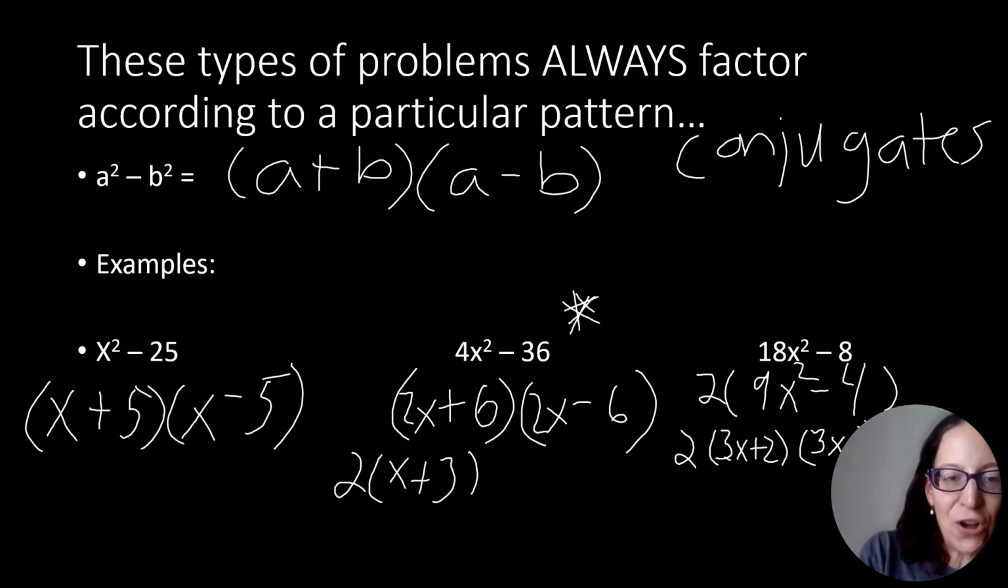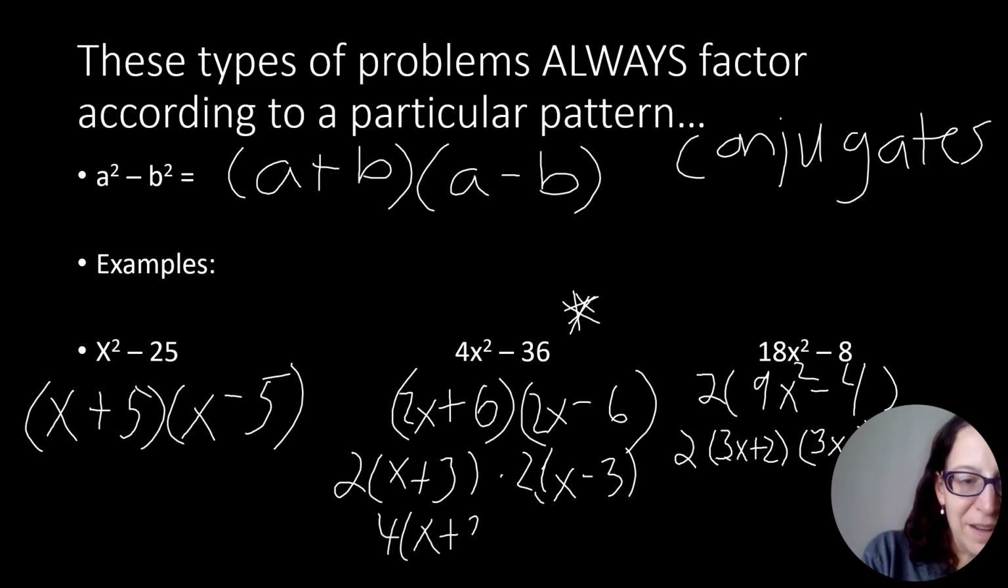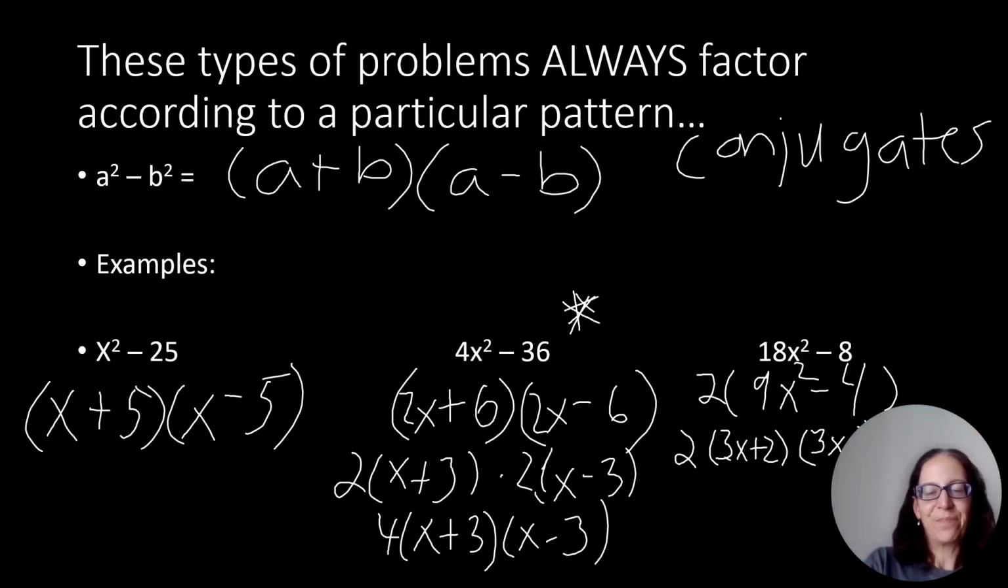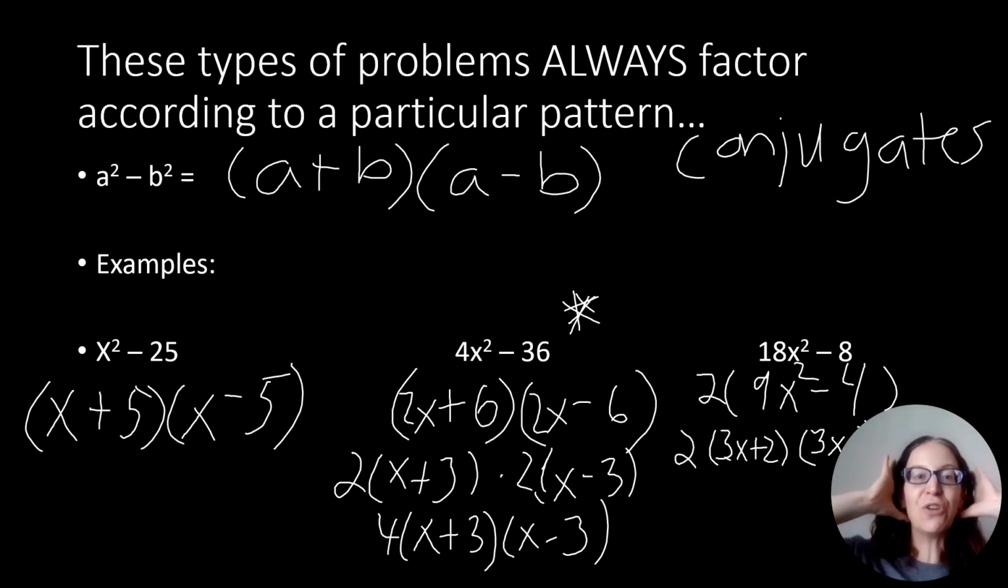But that also happens over here. All right, so you can also get the 2. And now what we have is 2 times x plus 3 times 2 times x minus 3. And we could multiply the two 2's together to get 4, because multiplication can be done in any order you like. And now I have it completely factored. Now, that's what happens if you miss the GCF at the beginning, which is easy to do if you're in difference of squares mode and you're like, difference of squares, good, we got this. But there is that common factor in there.